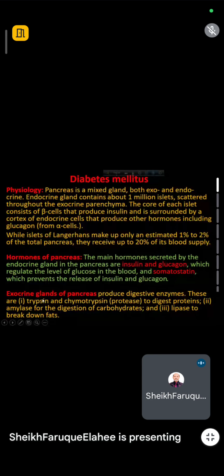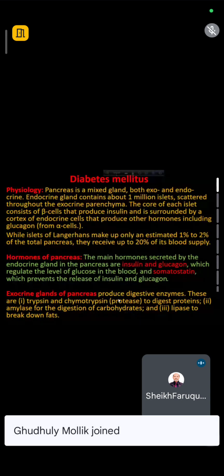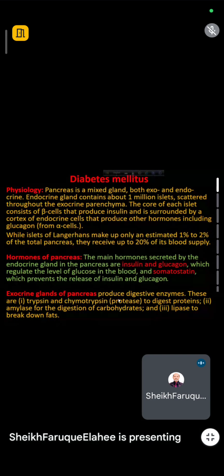Now I told you exocrine glands of pancreas. Pancreas has 98% gland exocrine, only 1 to 2% endocrine. So what are the functions of this exocrine gland? This exocrine gland of pancreas produces digestive enzymes, the enzymes necessary to digest our food materials. And you know we have food materials of 3 types: protein, fat and carbohydrate. And each type of food is digested by a particular type of digestive enzyme.